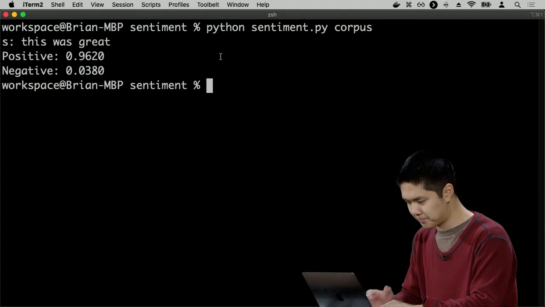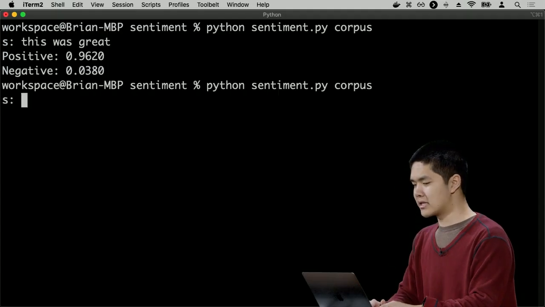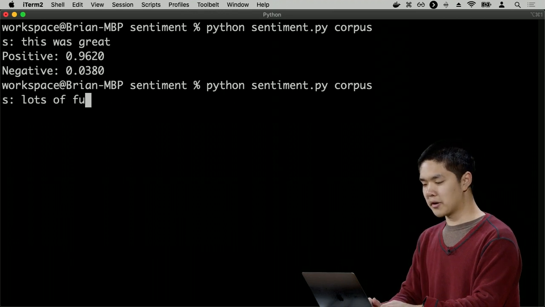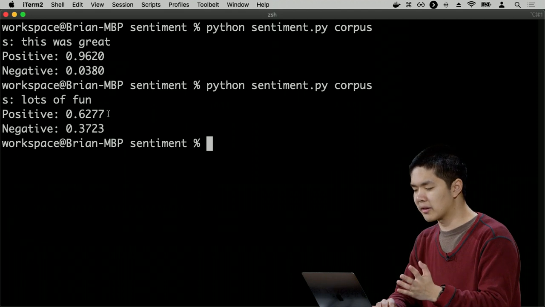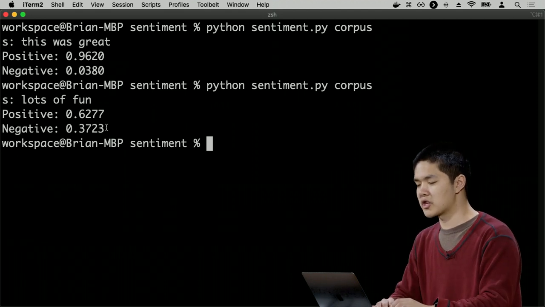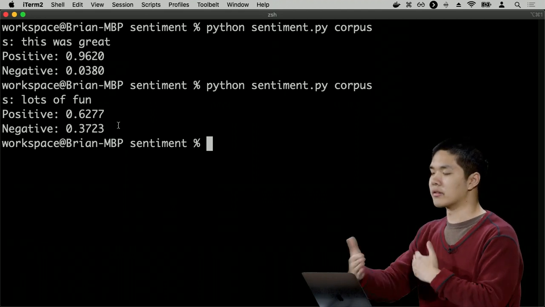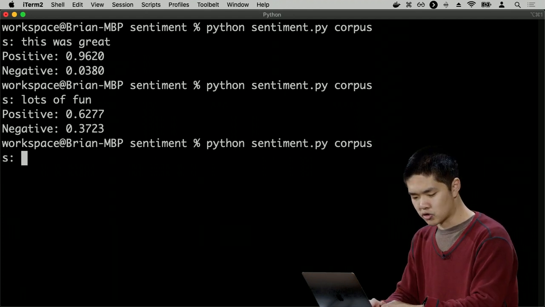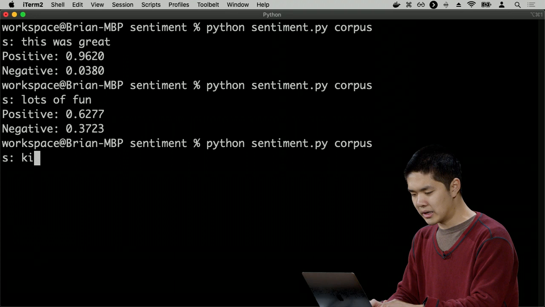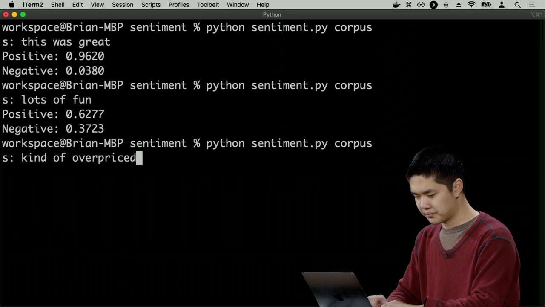It can figure out that this shows up about the same amount of time between the two, but great, that is a discriminator, a word that can be different between the two types of messages. So I could try it again, type in a sentence like, lots of fun, for example. All right, this one it's a little less sure about. 62% chance that it's positive, 37% chance that it's negative, maybe because there aren't as clear discriminators or differentiators inside of this data. I'll try one more, say like kind of overpriced.